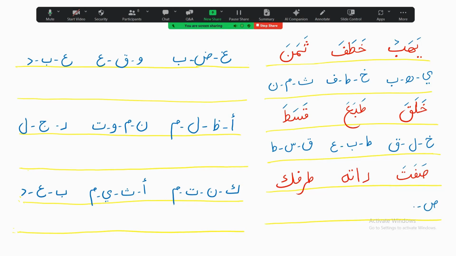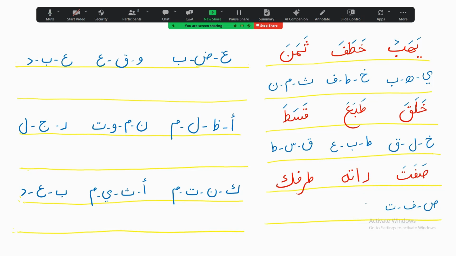Okay, so the next here is swafata. Swad letter, fa letter, and ta letter. Swafata. Swad is a heavy sound, fa, and light ta. Swafata.